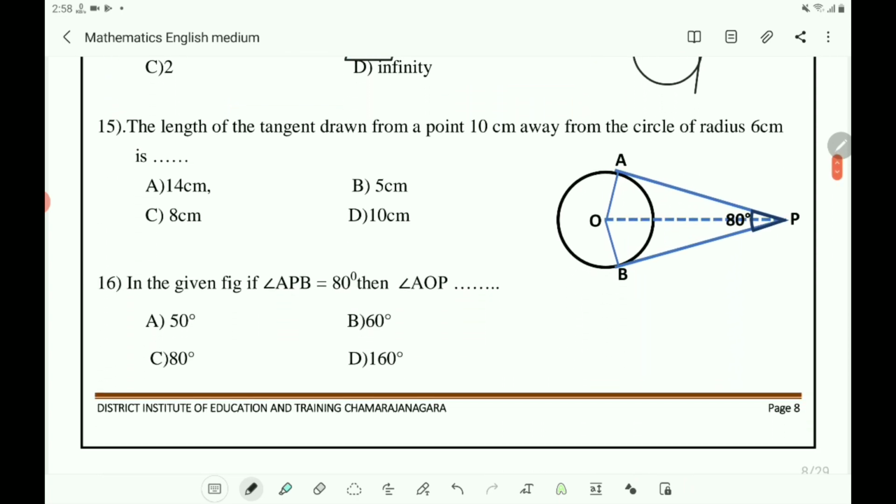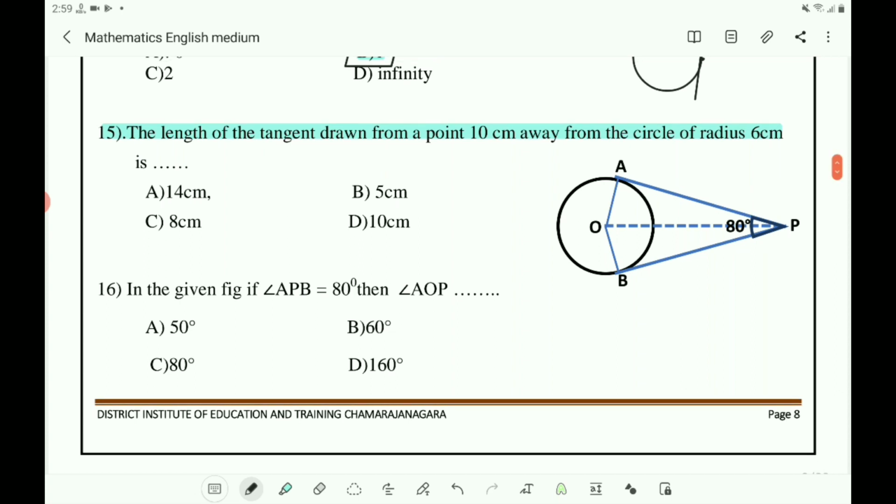Next you take the question number 15. The length of the tangent drawn from a point 10 cm away from the circle of radius 6 cm. Here what is given? Radius is given and the distance of the external point from the center is given. So you consider the rough sketch here. Here it is a point 10 cm away from the center and it is a radius of the circle, that is 6 cm. So what you have to find out here?